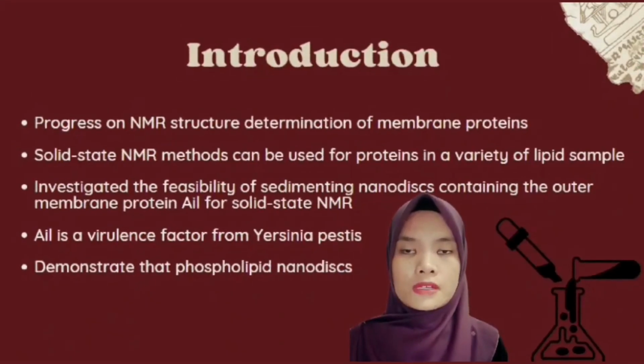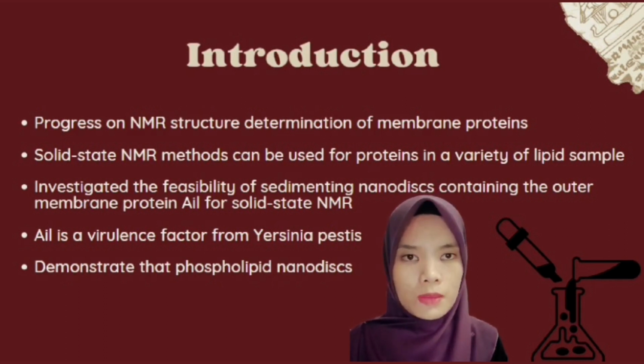Ail is a virulence factor for Yersinia pestis that promotes bacterial cell attachment to human cells and gives the bacteria resistance to the innate immune response in humans. We investigated the feasibility of sedimenting nanodiscs containing the outer membrane protein Ail for solid-state NMR experiments.